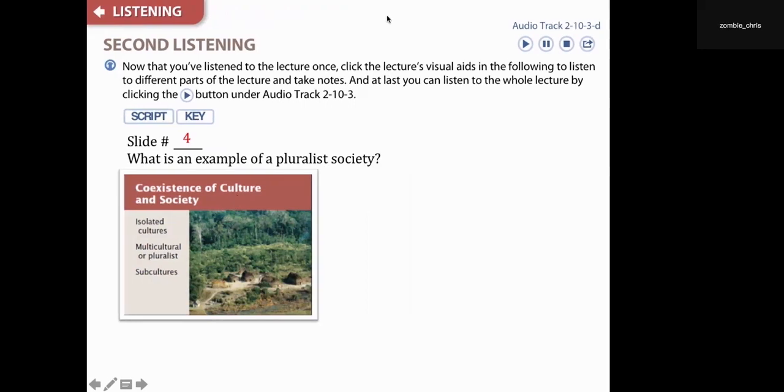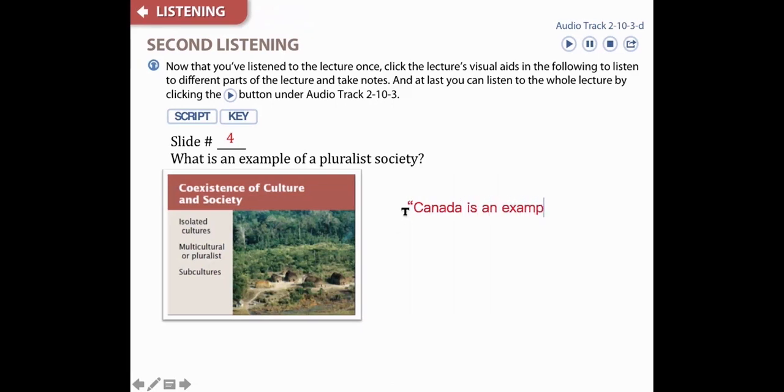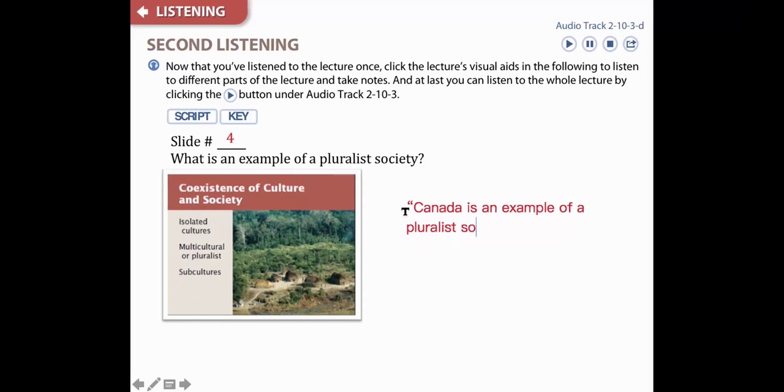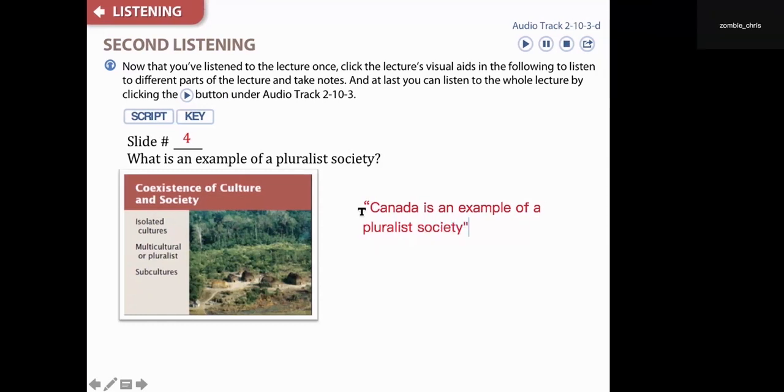Now, I can't hear this. I think this is a mistake in the book. I've listened to this a number of times. I'll give you the answer. Pluralist. So the answer that they've got in the textbook is Canada.